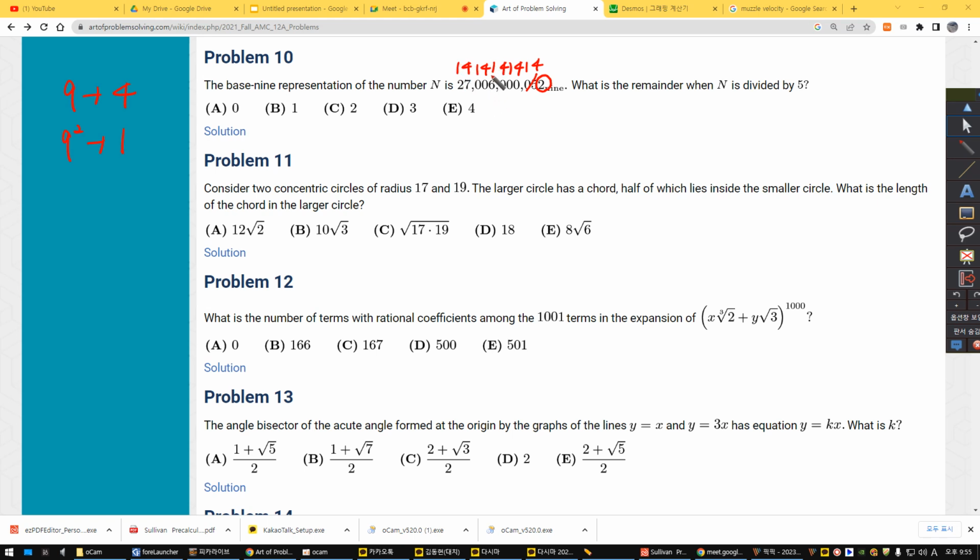So and then we are multiplying these digits. So 1 times 2 is 2. 4 times 7 is 28. 1 times 6 is 6. So that's 30, which is a multiple of 5. So 6 and 2 remain. So when that's divided by 5, what's the remainder? So when 8 is divided by 5, the remainder is 3. 3. Yeah.